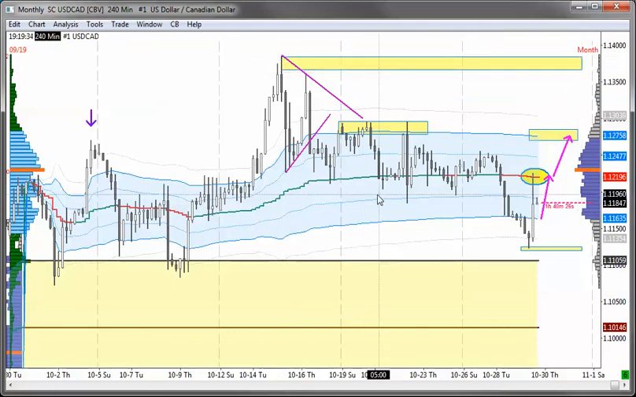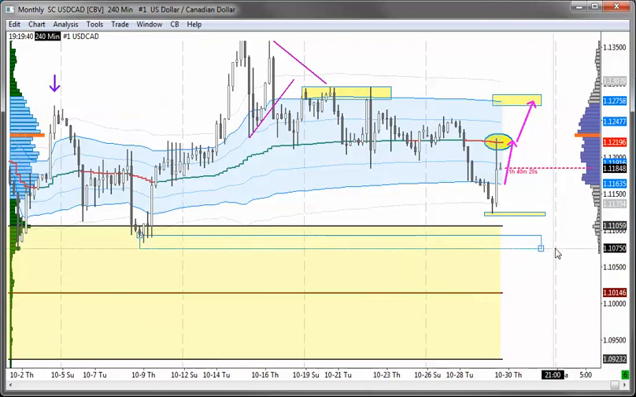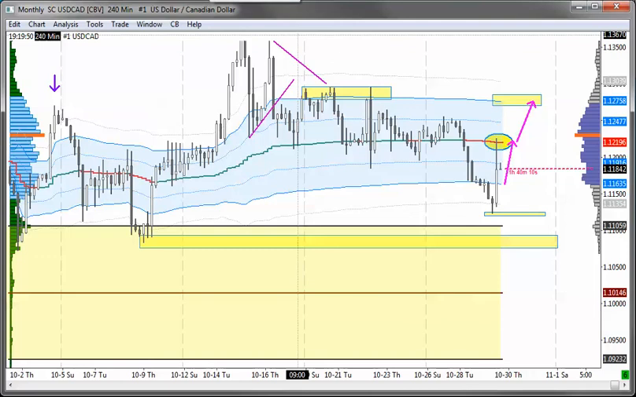If this VWAP holds and price starts to move down, then look for it to come down to the lows of October and even further down. I'll leave it at that for this video.